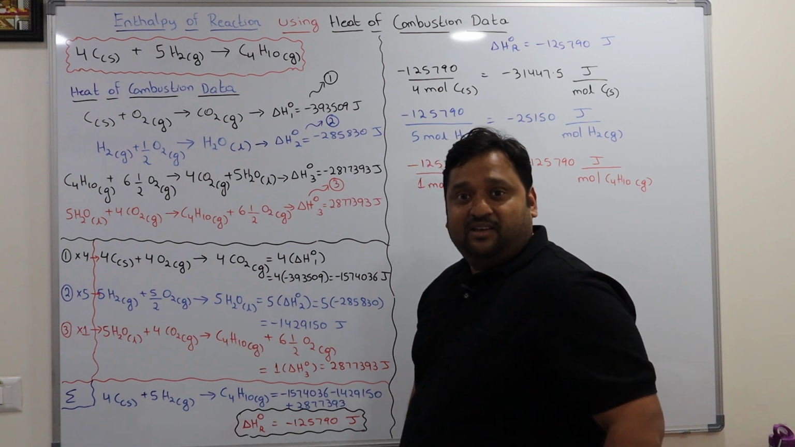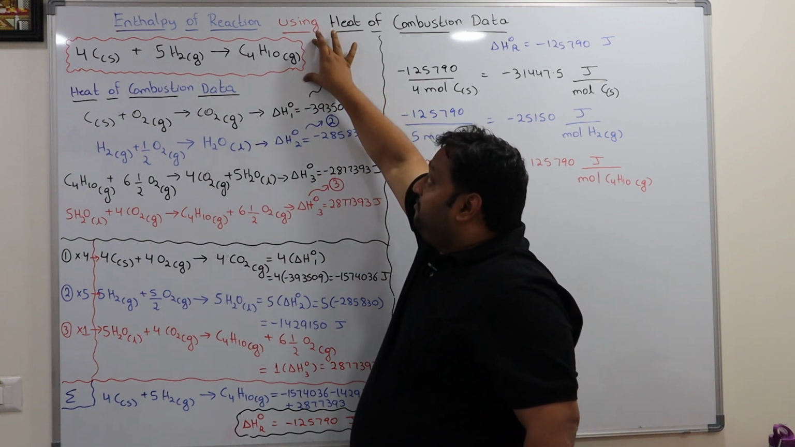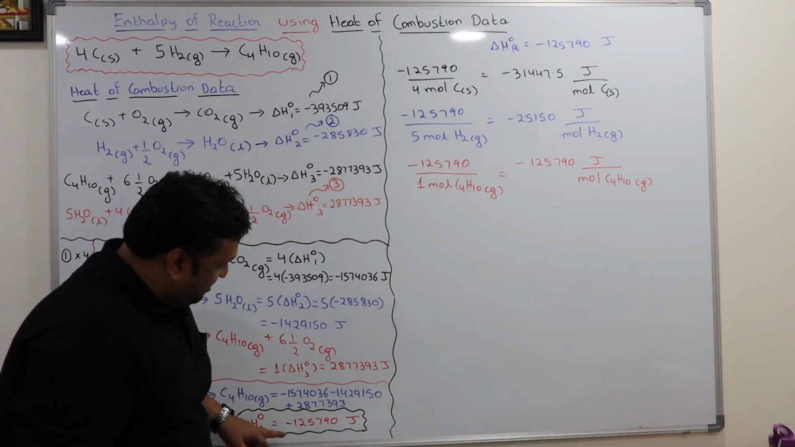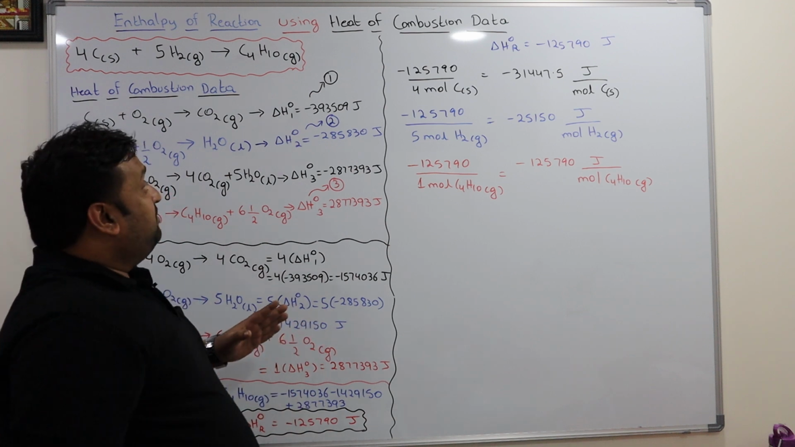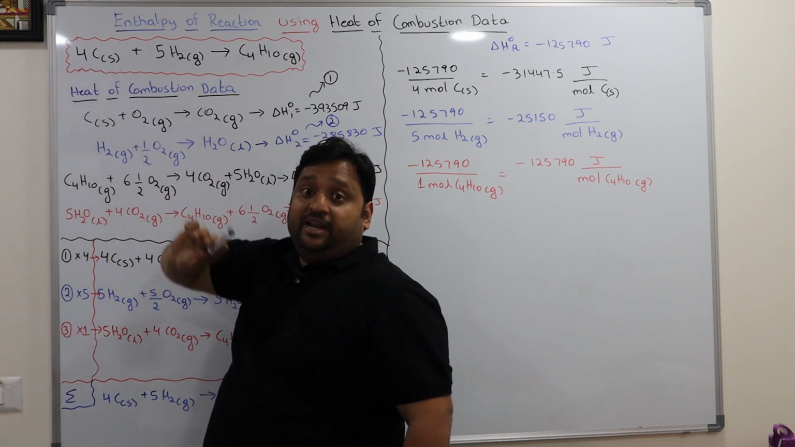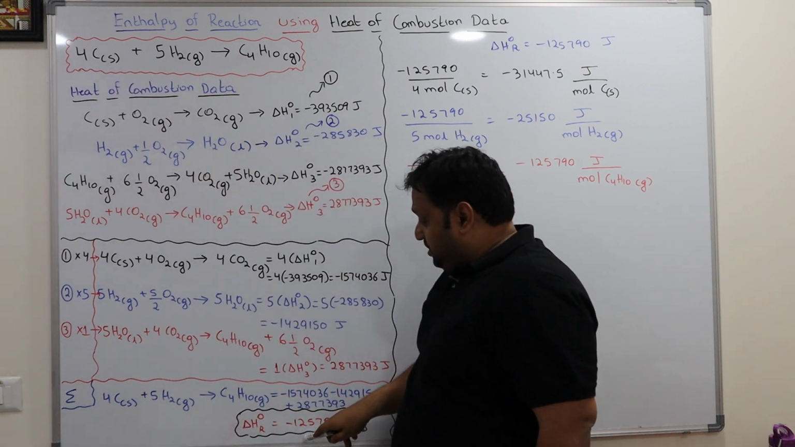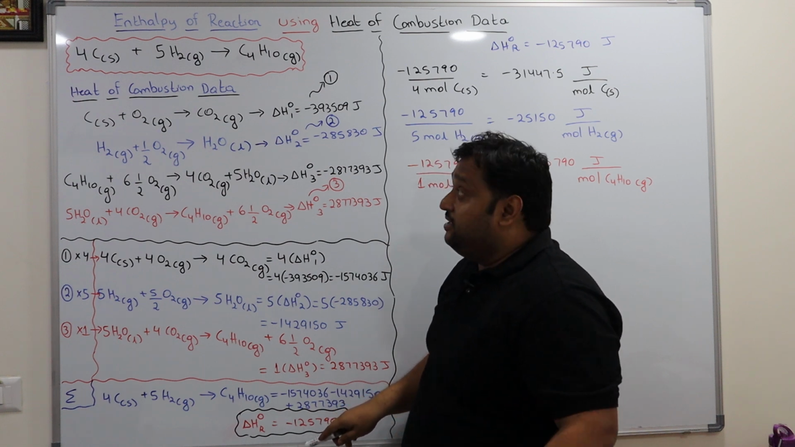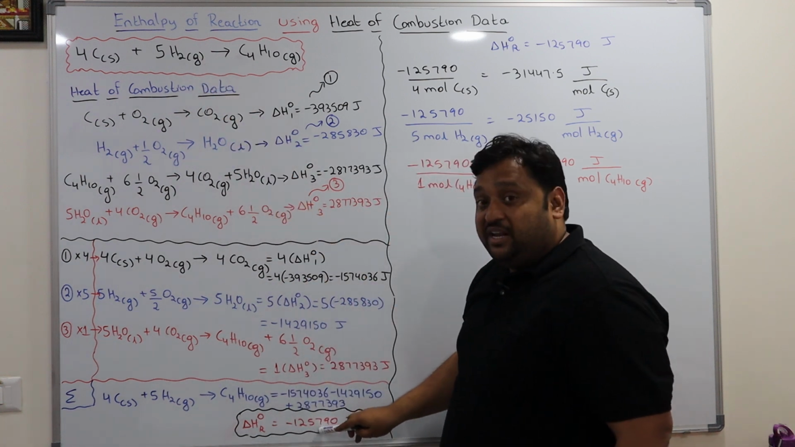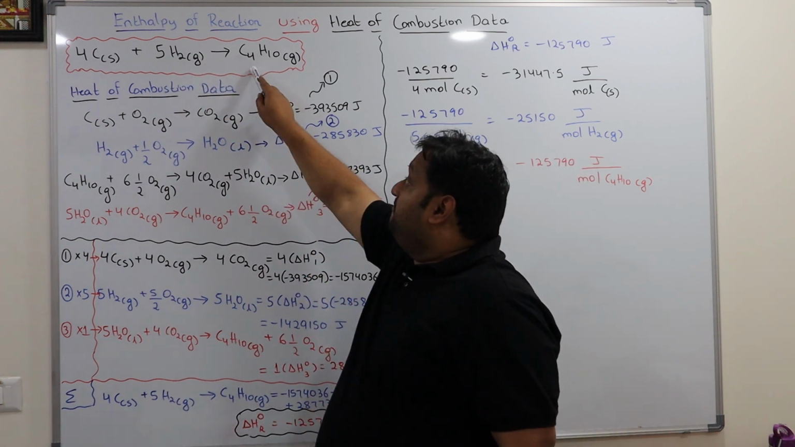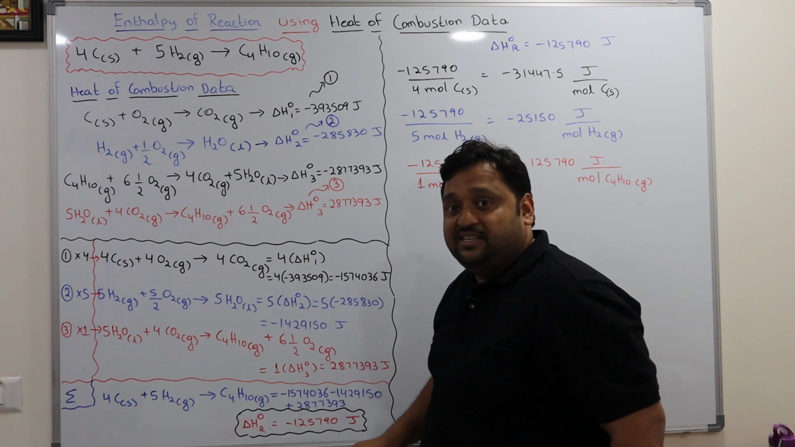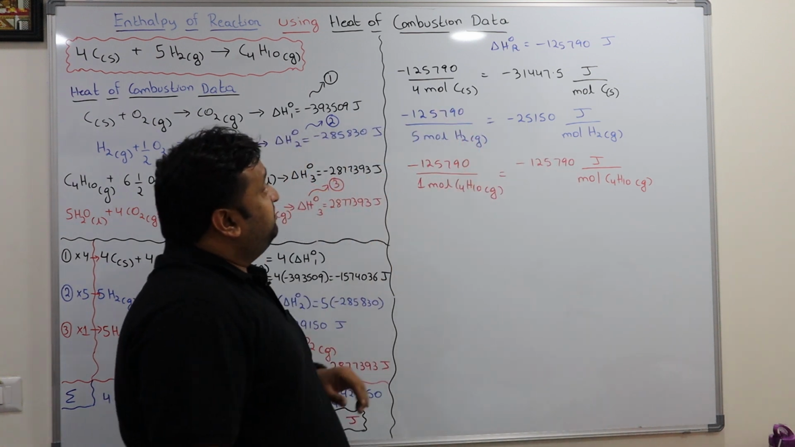So we have found the enthalpy of reaction using heat of combustion data. So what is this minus 125790 joules? That means if you see here, every 4 moles of carbon getting reacted, this much amount of energy is evolved. In other words, every 5 moles of hydrogen getting reacted, this much energy is released. That means every 1 mole of C4H10 formed, this much energy is released. So the same thing I have represented here.